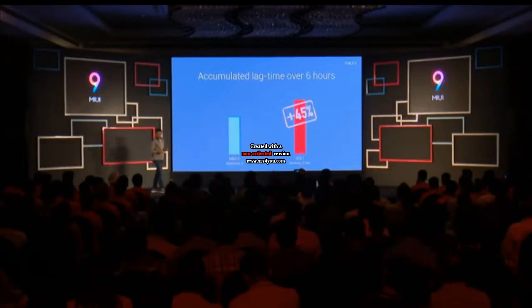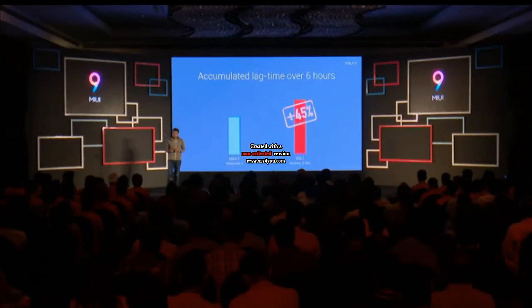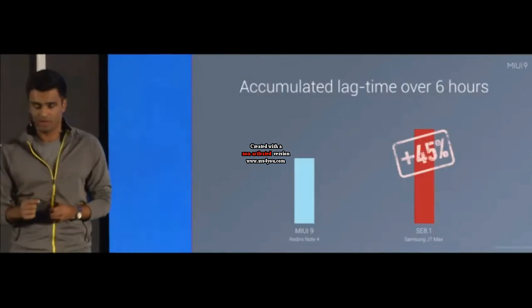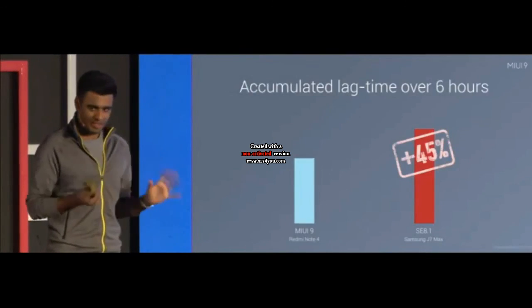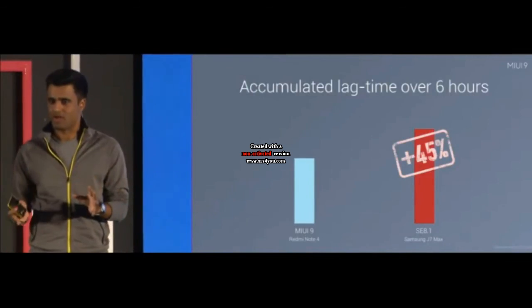So over the 6-hour test, the J7 Max has more than 45% cumulative lag time. But I think these results probably don't surprise many of you.